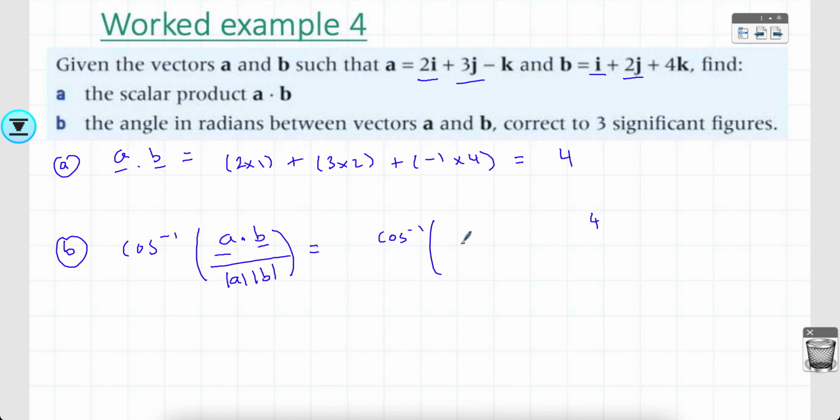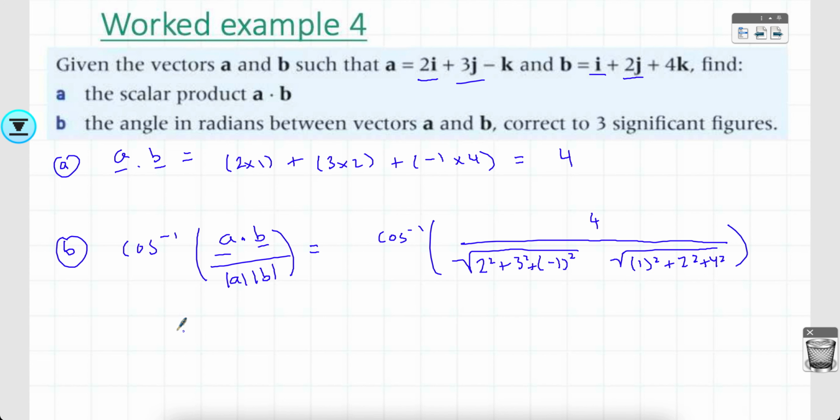a long square root. So you have the 2 squared, 3 squared, minus 1 squared, and then the other magnitude is 1 squared, 2 squared, and 4 squared. So the full thing is going to simplify to 4 over 7 root 6, which as a value gives you 1.34 radians. That's the 3 significant figures.